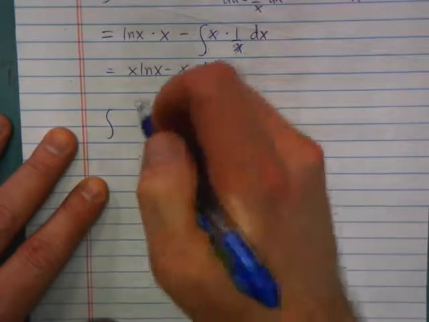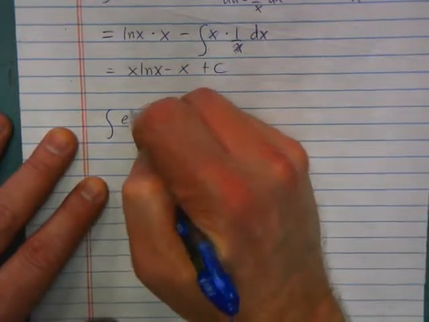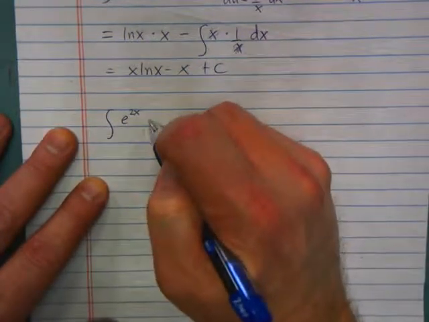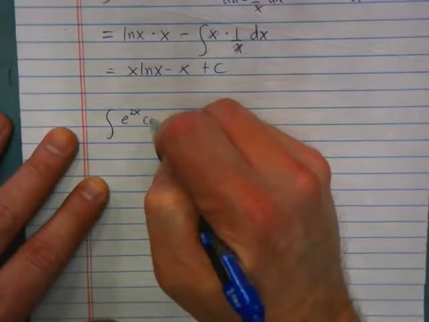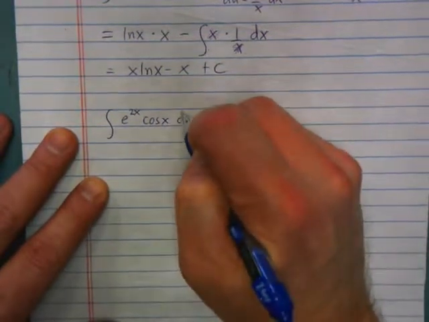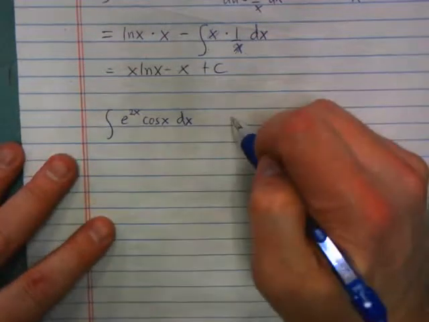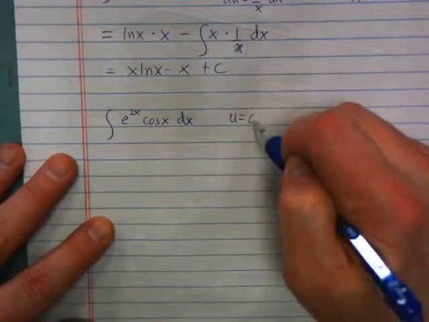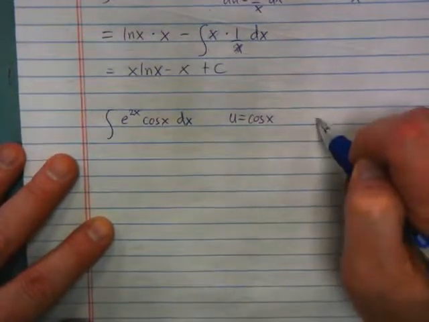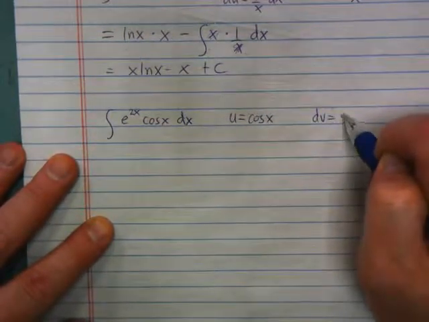How about the integral of e to the 2x cosine x dx? U should be cosine x because t comes before e in ILATE. Trig comes before exponential. So u is cosine x, which makes dv e to the 2x dx.